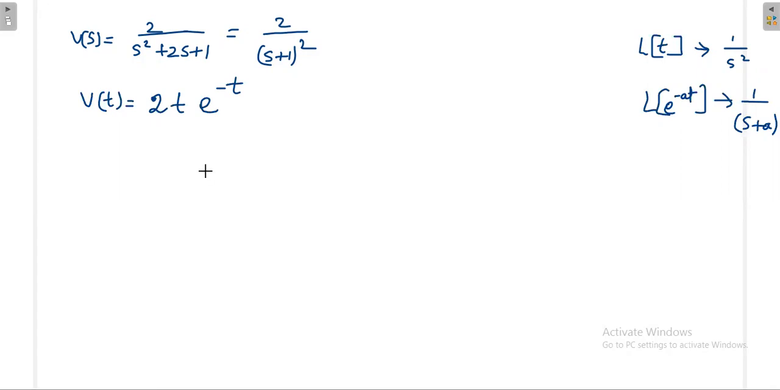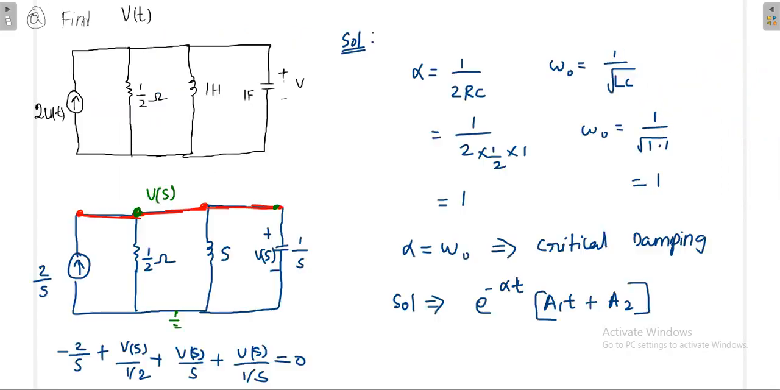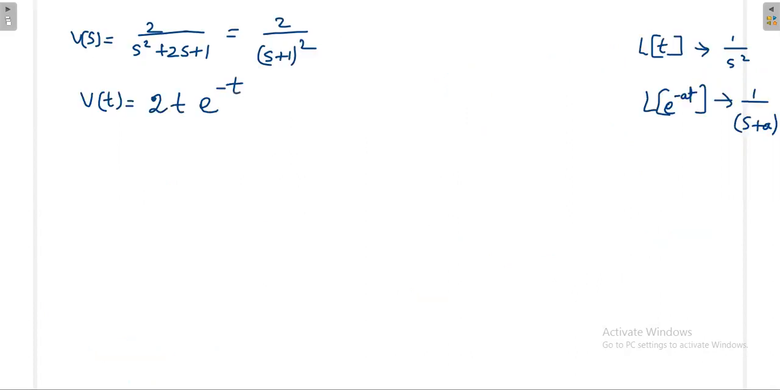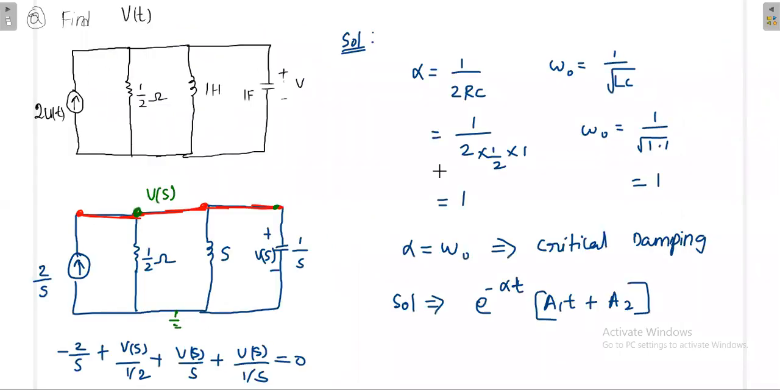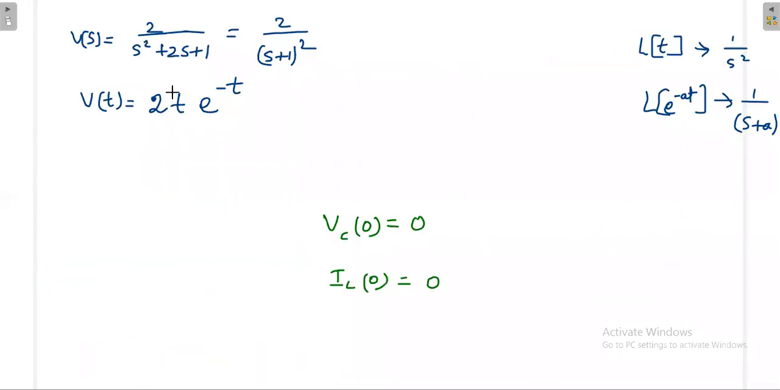Okay, so already we have seen, so you'll get in this format. Then you supply the initial condition. What is the initial condition given in this problem? The initial condition is that the voltage across the capacitor is 0. They are not given any voltage, and also the current through the inductor is 0. So with this initial condition, you try to find out what A1 and A2 are. Then try to get this answer.